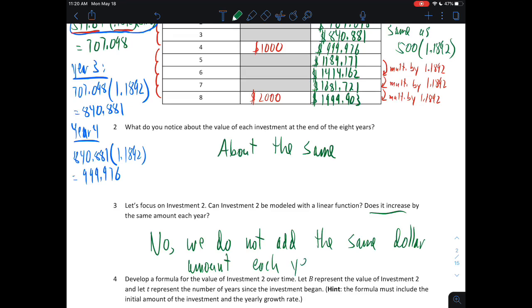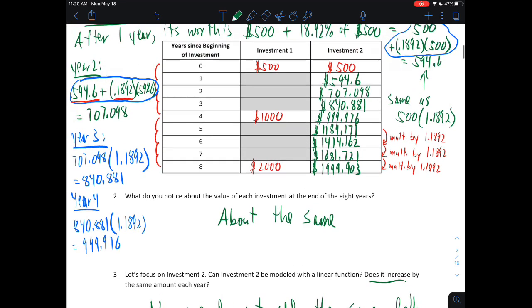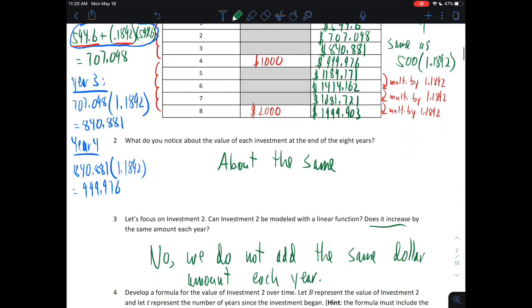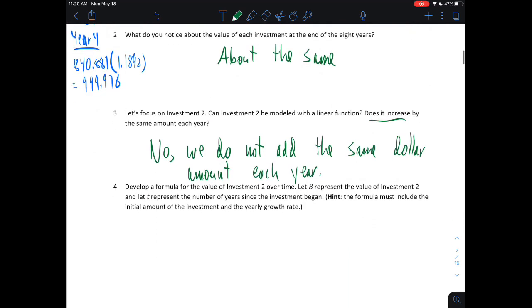Each year. As we keep going along, you can see that the amount of dollars that this investment goes up by each year starts to get into the $200 range. Look at from year 6 to year 7. It goes from 1,400 and some dollars up to 1,600 and some dollars. So we don't have the same dollar amount being added every year. This is again why it's not a linear function. This is why we're starting to look at what's called an exponential function.